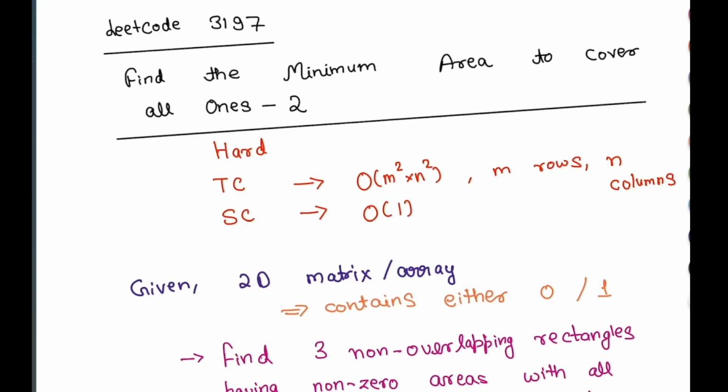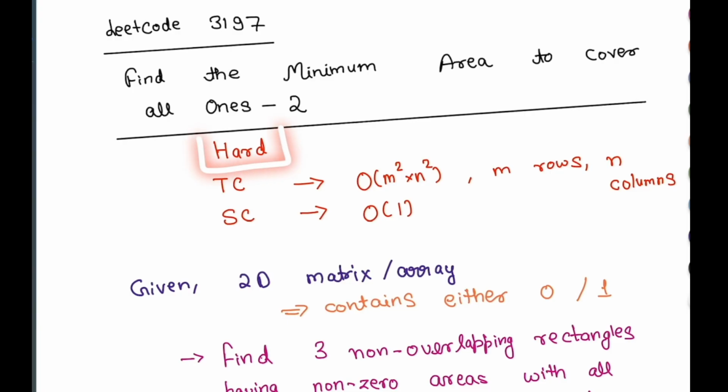In this video, we are going to solve the Leetcode problem of the day, and the problem is Find the Minimum Area to Cover All Ones Part 2. We have already solved part 1 of this problem yesterday. It was problem number 3195. Today we are going to solve problem number 3197.